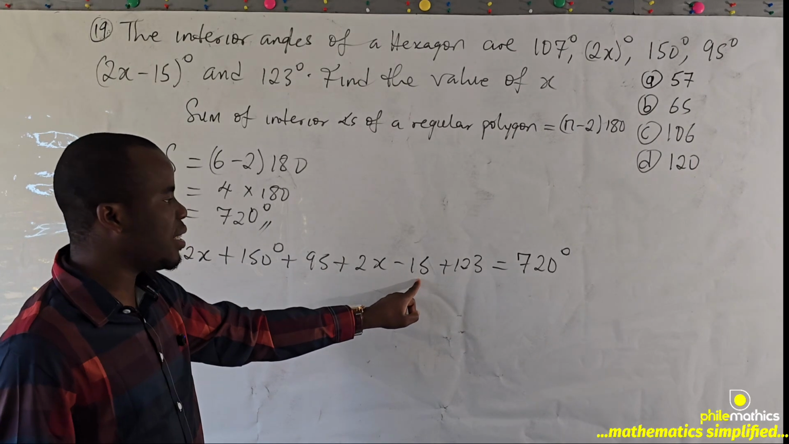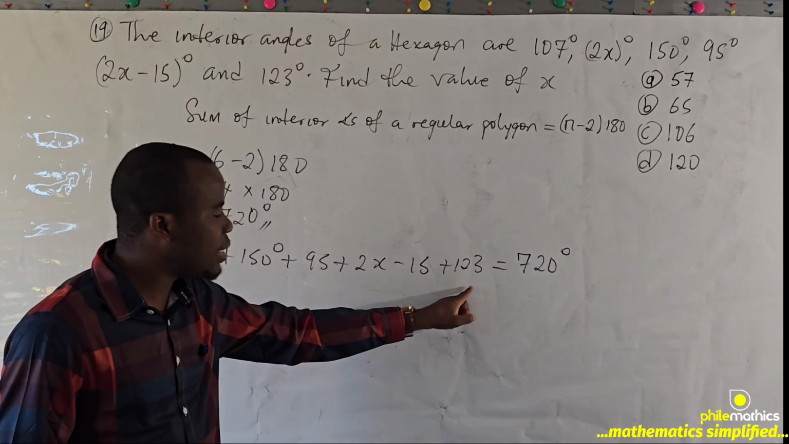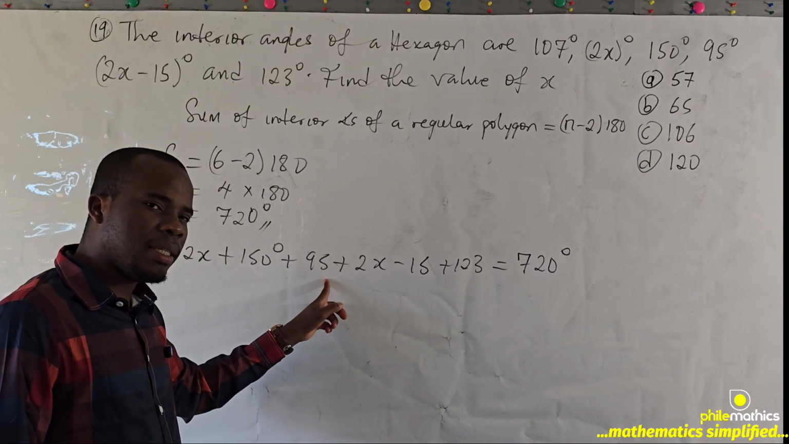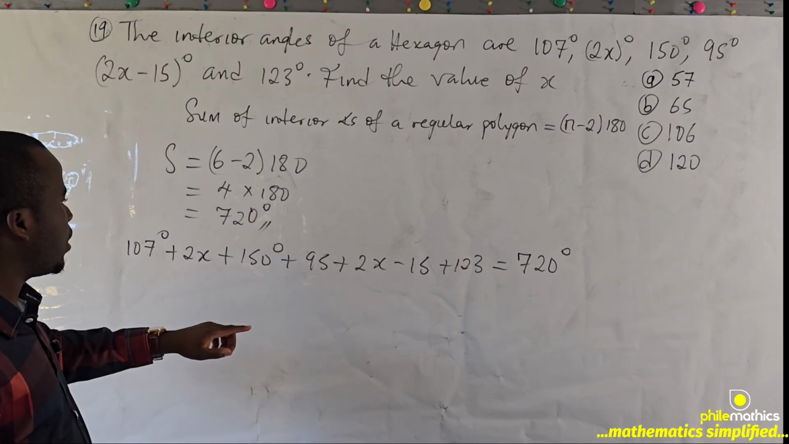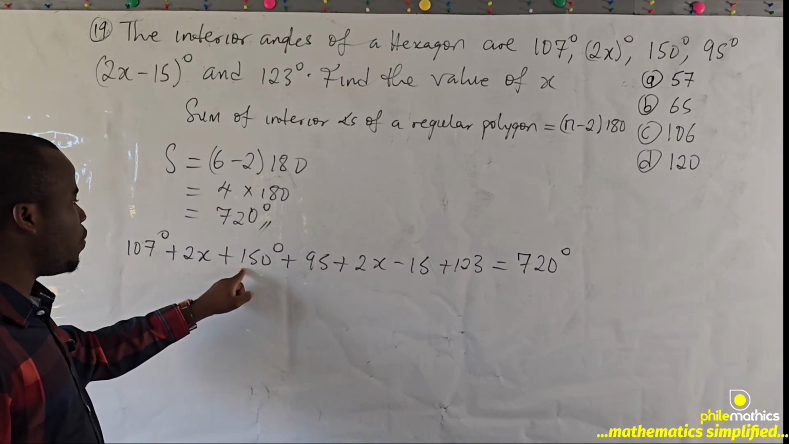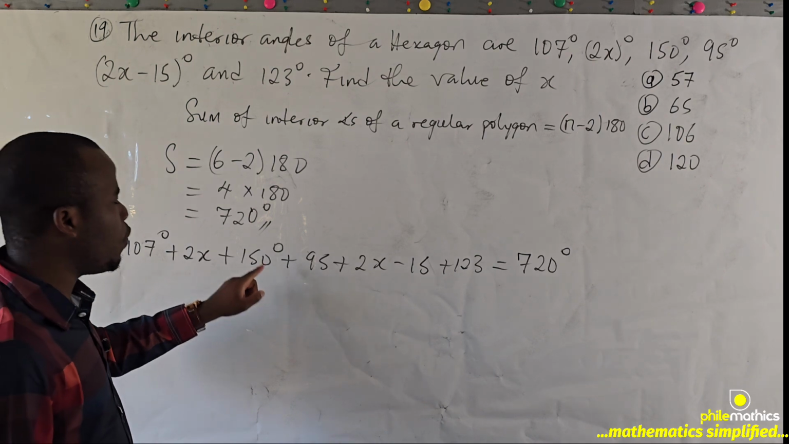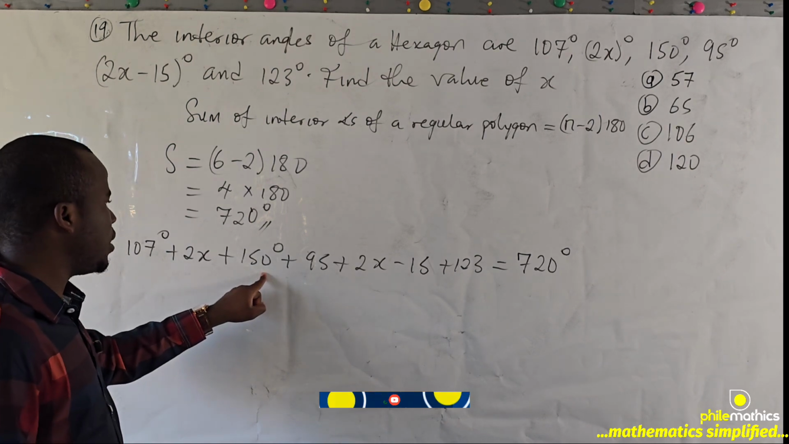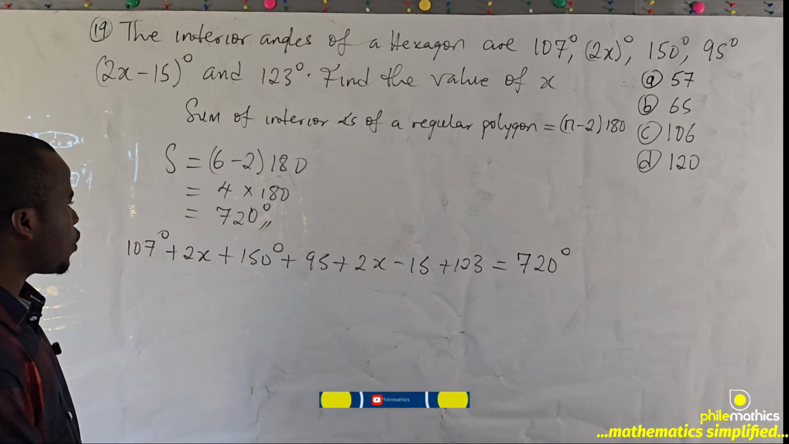95 minus 15 is 80. So 230 plus 80 is 310. 310 plus 150 is 410, 460, and that's all.